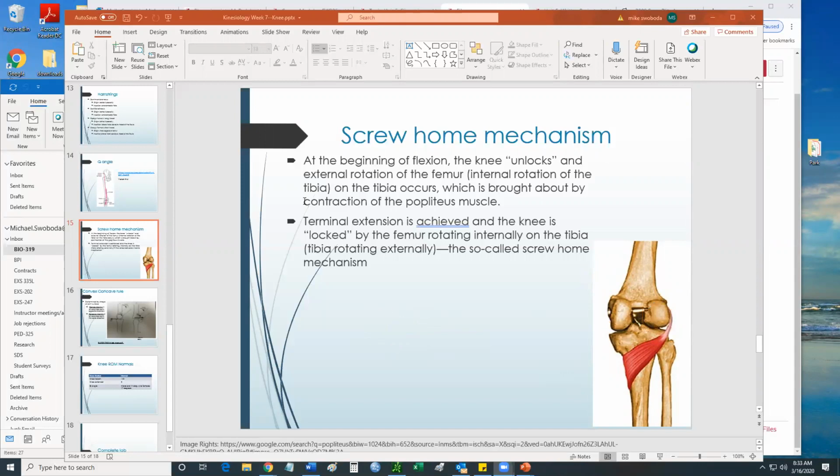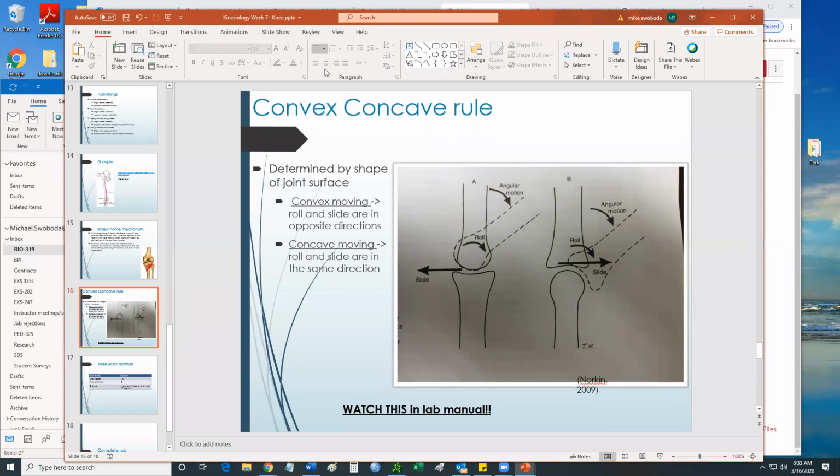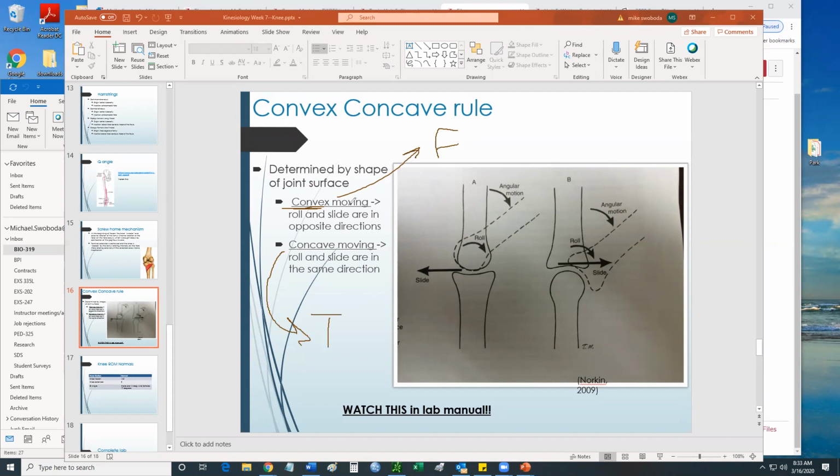Now, what happens here is this convex-concave rule is saying how or which bone moves when I do what. So if you have a convex movement, remember that your femur is convex, your tibia is concave. So convex moving, femur moves, tibia does not. In a concave movement, tibia moves, femur does not.